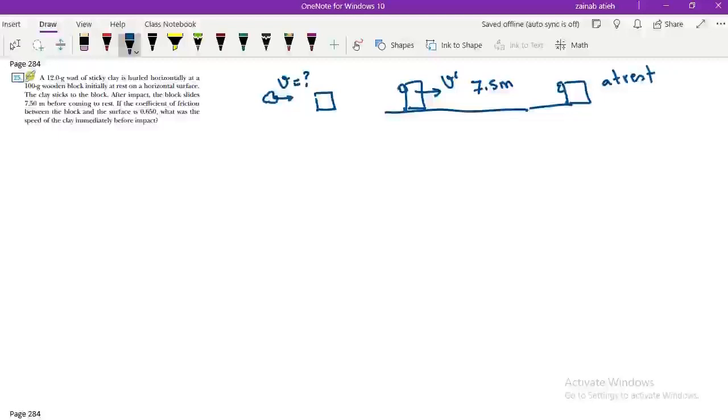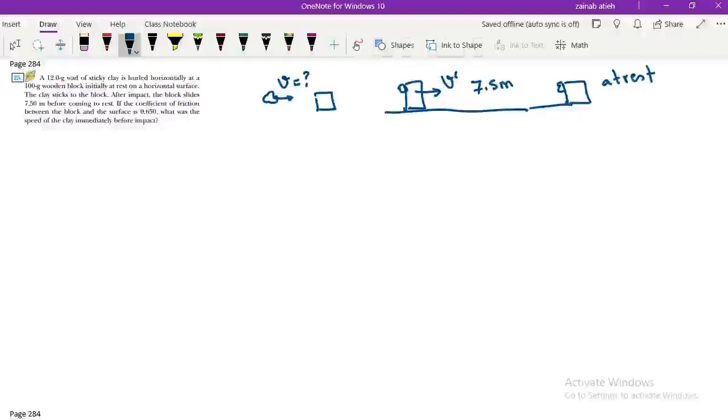Then the system, clay and block, moves together till it stops. The first part I treat as a collision, using conservation of linear momentum. The second part I treat using mechanical energy. Here, because we have a friction, I will apply delta E mechanical equals work of friction, which is the non-conservative force acting on the system. I will first start by applying conservation of linear momentum.